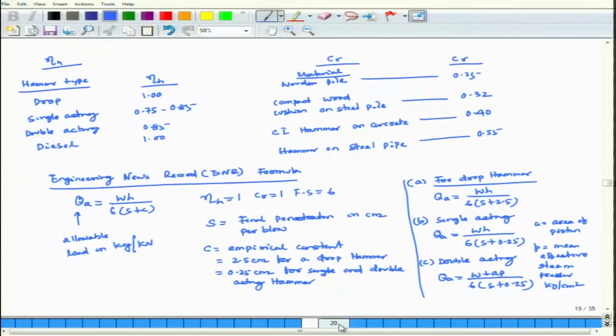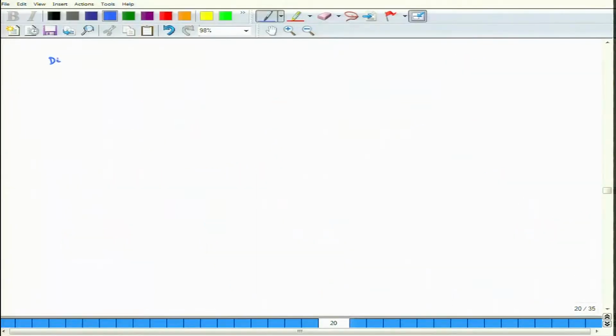So, what are the discussions about these two formulas? First, the Hiley formula doesn't give a consistent result.